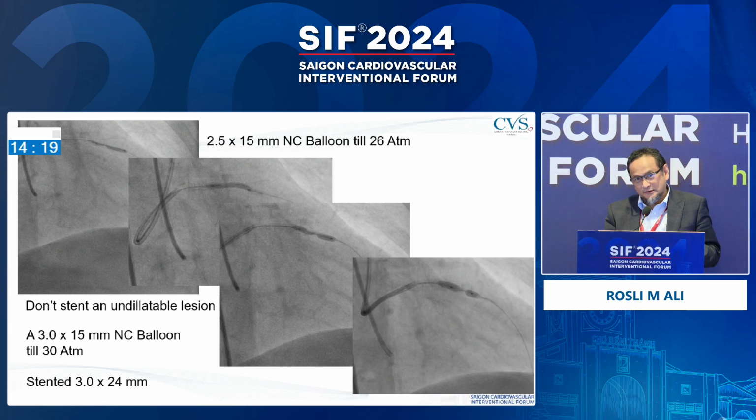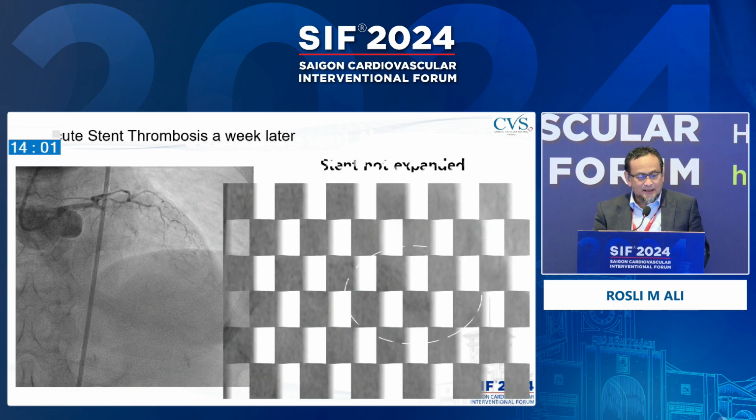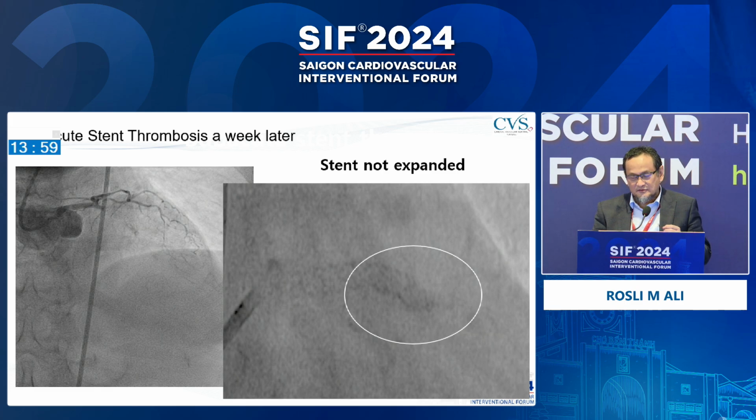Obviously, it did not. So the first thing one must always remember is that when you have an underdilatable lesion, do not implant the stent. You've got to pre-treat it. You must make it fully dilated before you implant the stent. Obviously, it's not surprising the lady came back with stent thrombosis a week later, and when we analyzed that, you can see that at the point where the tip is, the stent was not expanded.